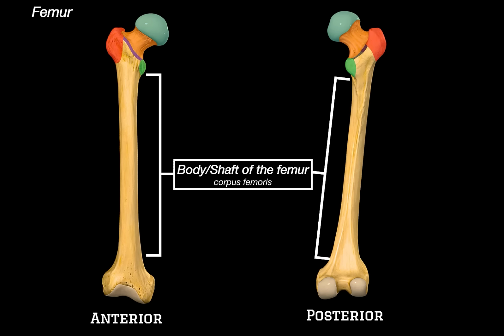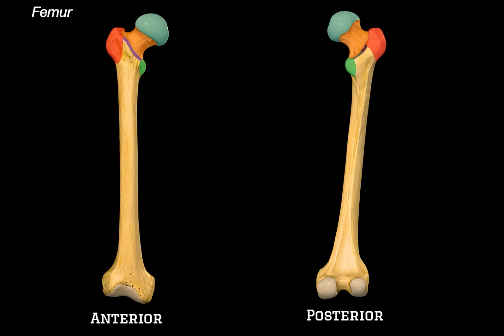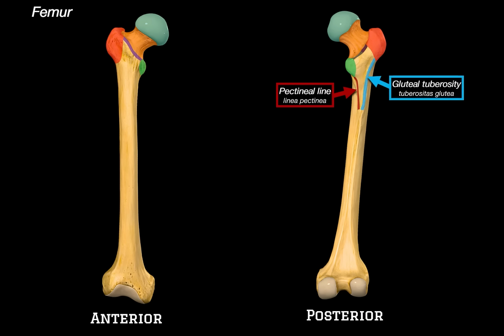Let's now move on to the femoral shaft, and for now, we will focus on the posterior surface. Starting from the top again, here is the pectineal line where the pectineus muscle inserts. Just lateral to it, you will see the gluteal tuberosity, that is where the gluteus maximus muscle inserts. Both of these landmarks are pretty easy to remember because they're named after the muscles that attach to them.